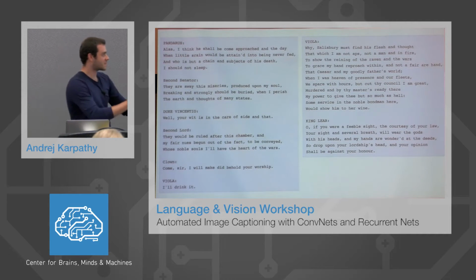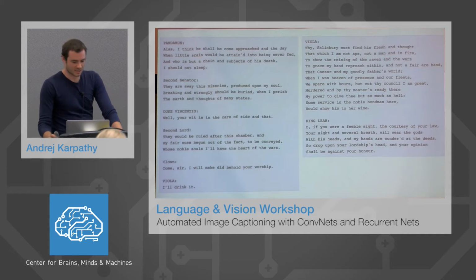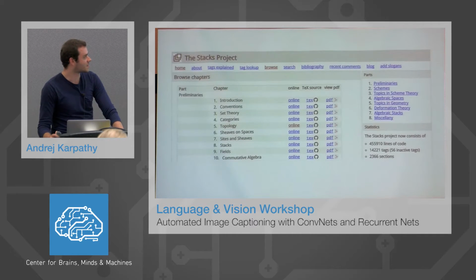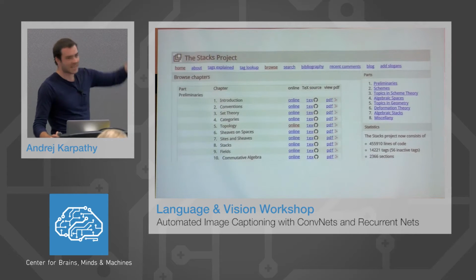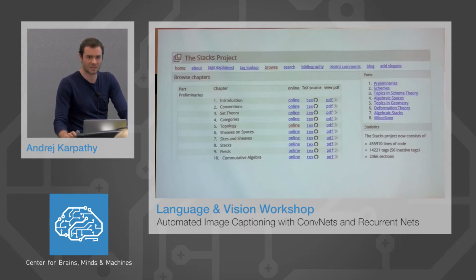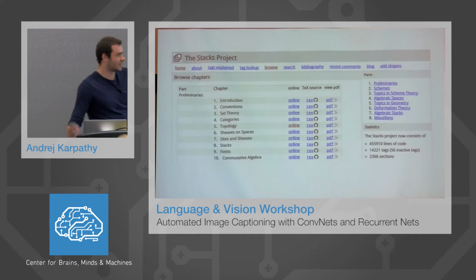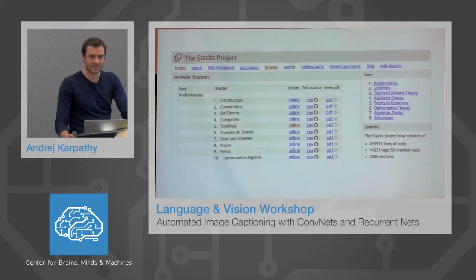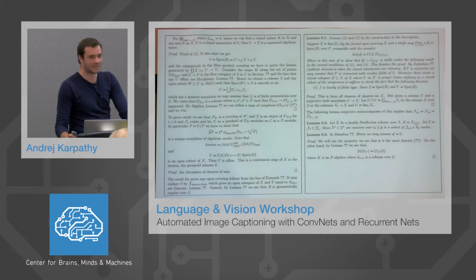Now, we tried to push these results, and we tried to go into more difficult domains. So a friend of mine, a lab mate, Justin Johnson, has looked in particular at the Stacks project. This is a collaborative project from mathematicians, and they're writing an algebraic topology book. And so you can download the LaTeX file. I believe it's a couple tens of megabytes of LaTeX, and you can just train a character-level language model on this. So we can then sample LaTeX.